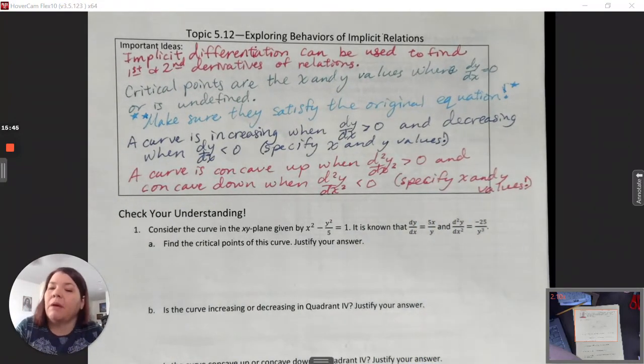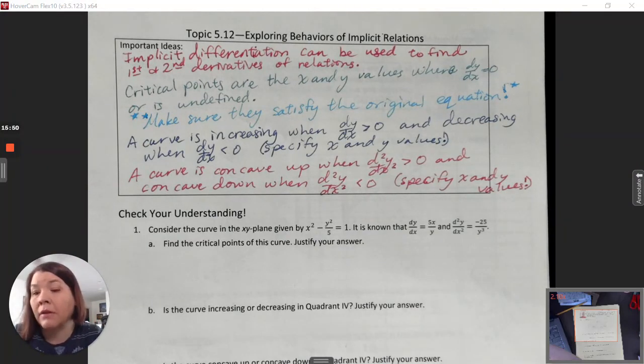So what's nice about implicit differentiation is the rules have not changed. Please understand the rules rarely change in math class. They just don't. But the ideas that we can use, we get to keep using.